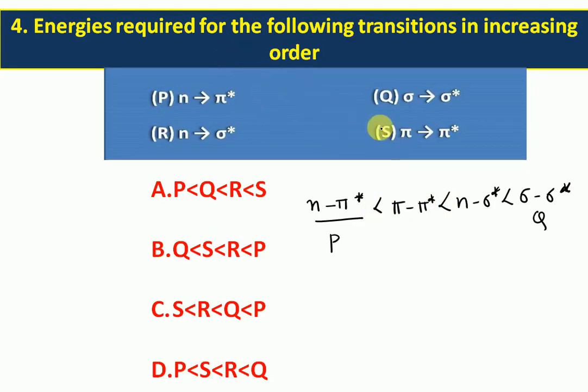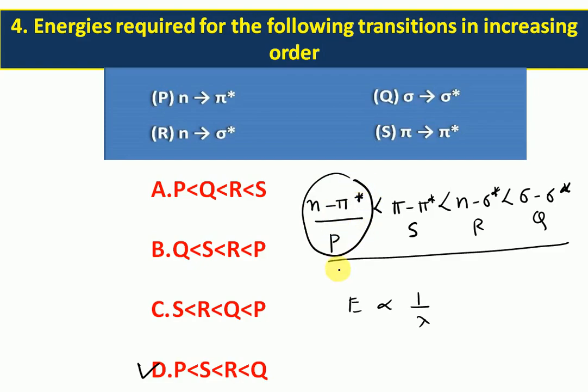Pi to pi star is given as S, n to sigma star is given as R. So the increasing order will be P, S, R, Q, and if we look at the options, P, S, R, Q is given in option D. D is the correct one. Now dear students, the question may be asked in a different way like this. Write the electronic transitions in the increasing order of wavelength. So according to the relationship E is inversely proportional to wavelength, this one, n to pi star, as it requires less energy for electronic excitation, it will show the highest wavelength. So the question may be asked in this way also.